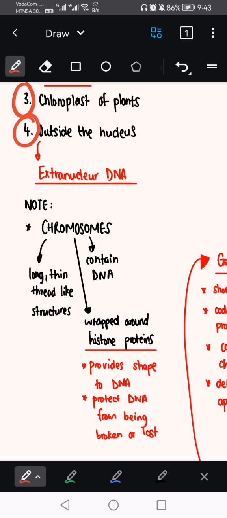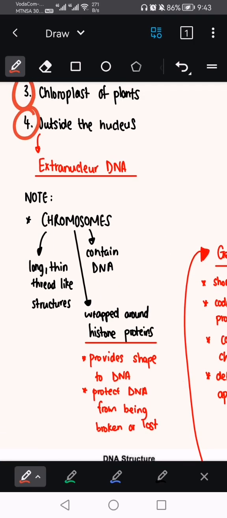Right, now this is just a note that I want to bring across here. Chromosomes, which we discussed, look like this. Depending, this is replicated, so this would have undergone DNA replication, right? They are long thin thread-like structures, and they contain DNA. They are wrapped around histone proteins, and histone proteins are there to provide shape to the DNA and to protect the DNA from being broken or lost, right? That is just some information.